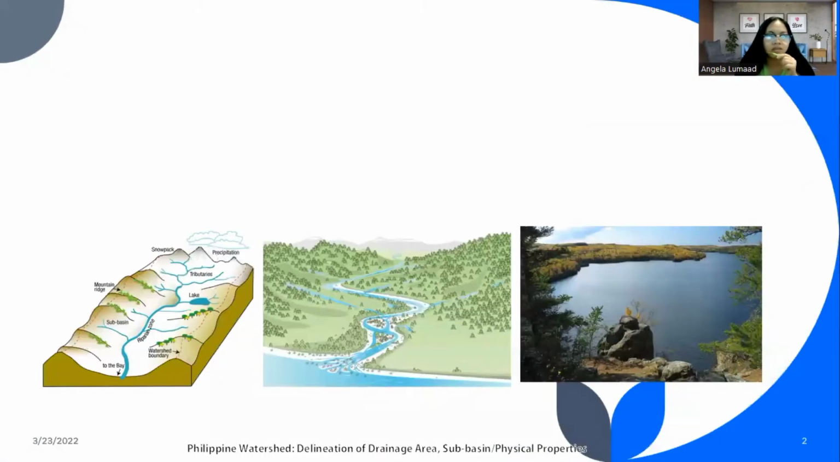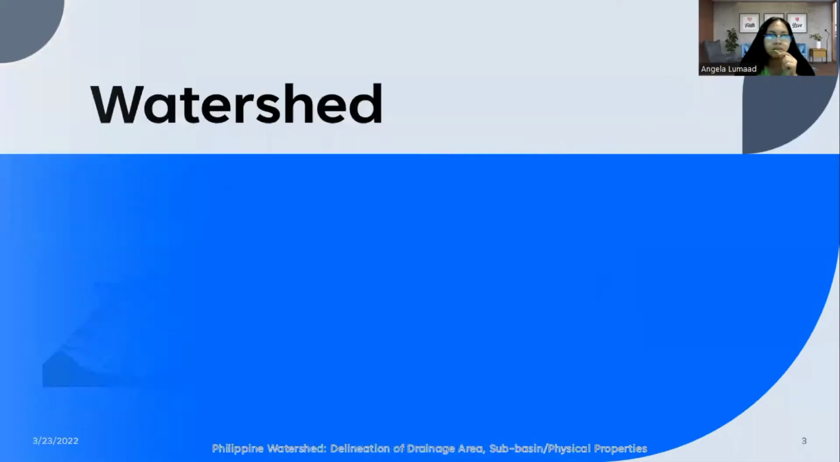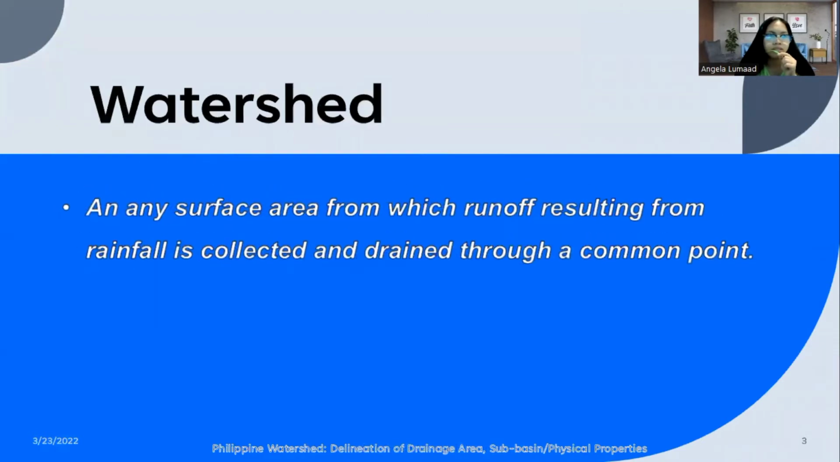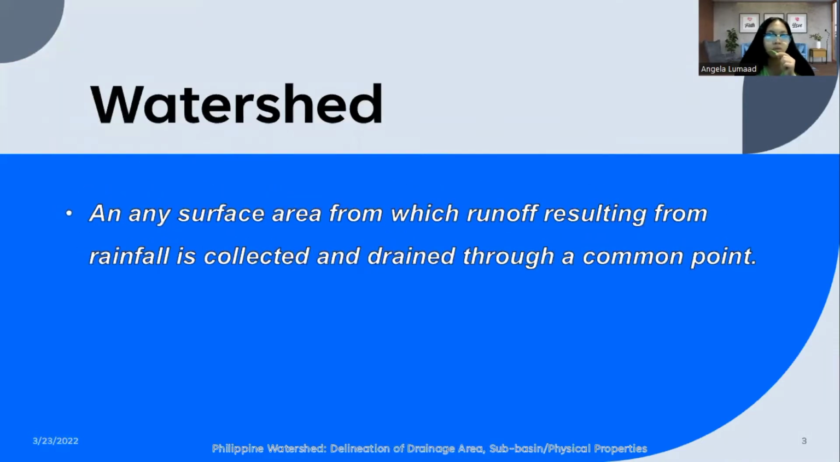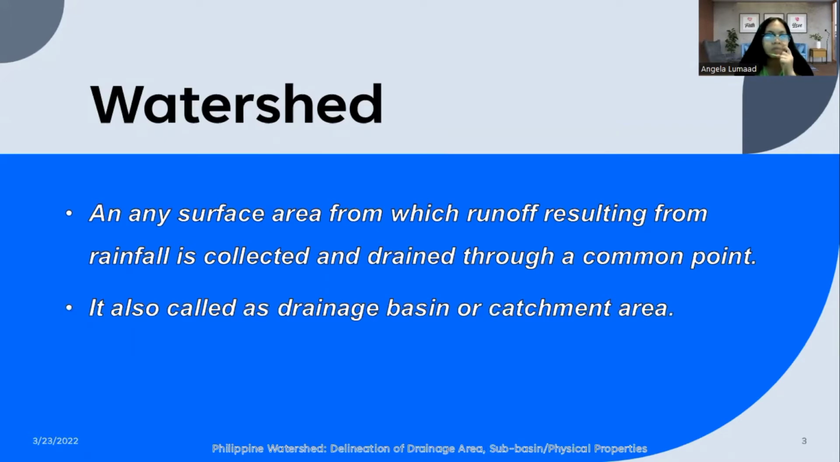Let's first define what is watershed. A watershed is any surface area from which runoff resulting from rainfall, such as sediment, rain, and snow, is collected and drained through a common point. Basically, it is also called a drainage basin or catchment area.